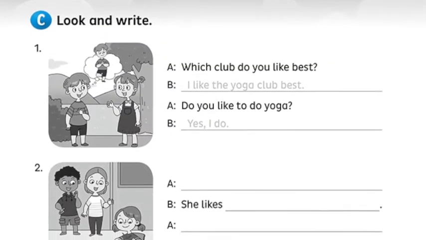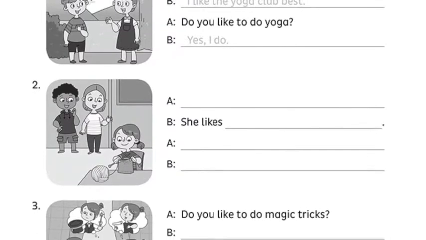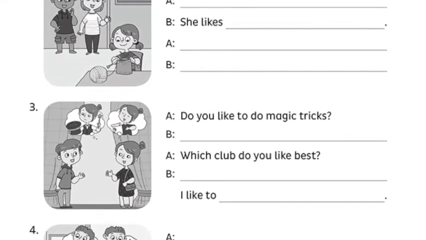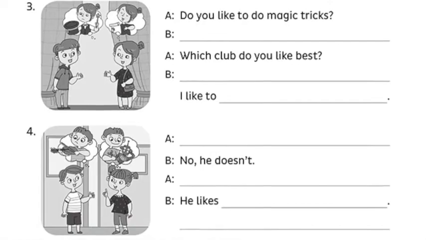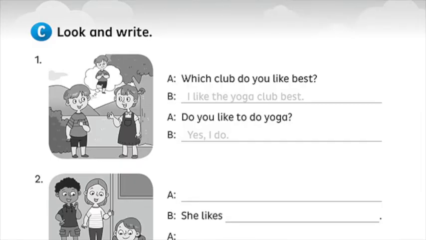So for this exercise here, we have to look at the picture and we have to write questions and answers. So it looks like we have 2 questions and 2 answers for each picture. So let's look at number 1. You have 2 students and they are talking to each other, and one is thinking about doing yoga. So let's look at the example questions and answers.